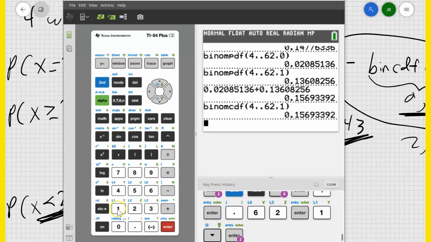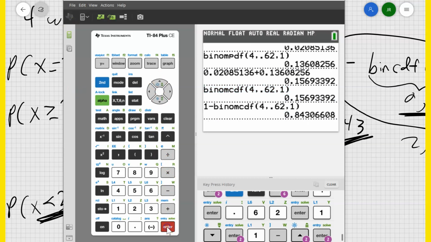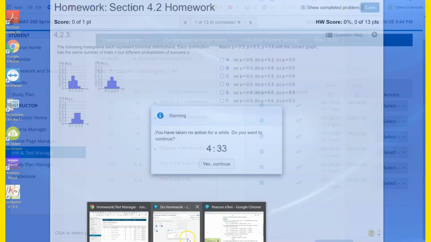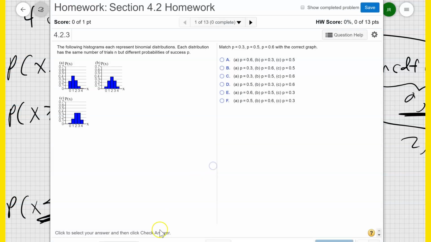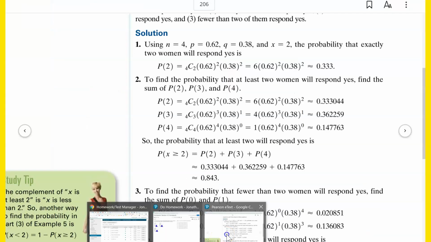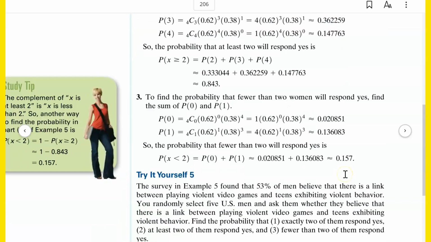So with the probability that x is greater than or equal to 2, I'm going to say 1 minus Binomial CDF when x is 1. And that gives me the exact same answer I got before when I added up the 2, the 3, and the 4. 0.843. That's probably a little confusing to you, but I hope you can get a hold of that because it'll make things more efficient and faster for you to make your calculations.